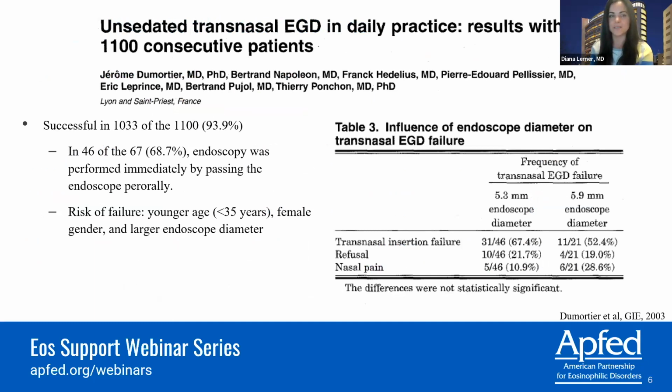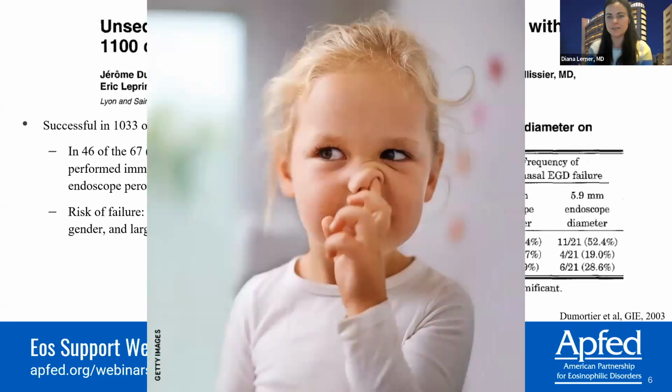So you could see this study looked at 1,100 individuals with a 93.9% success rate. And they were able to complete the procedure in almost everyone who failed the nasal intubation by the oral route. And they reported that the risk of failure really was related to a few factors: being younger than age 35, female gender, and the larger endoscope. So their hypothesis was that the diameter of the nasal passage and the size of the endoscope would predict the risk of failure. So when it comes to nasal intubation, size really matters.